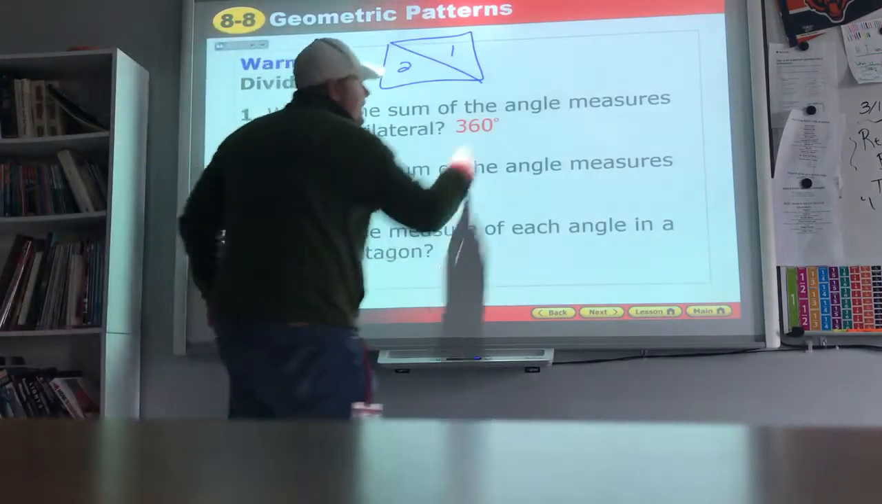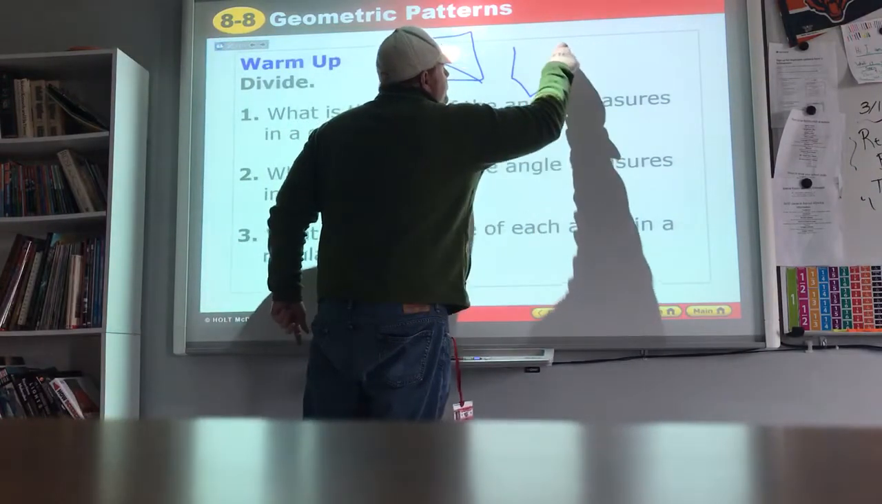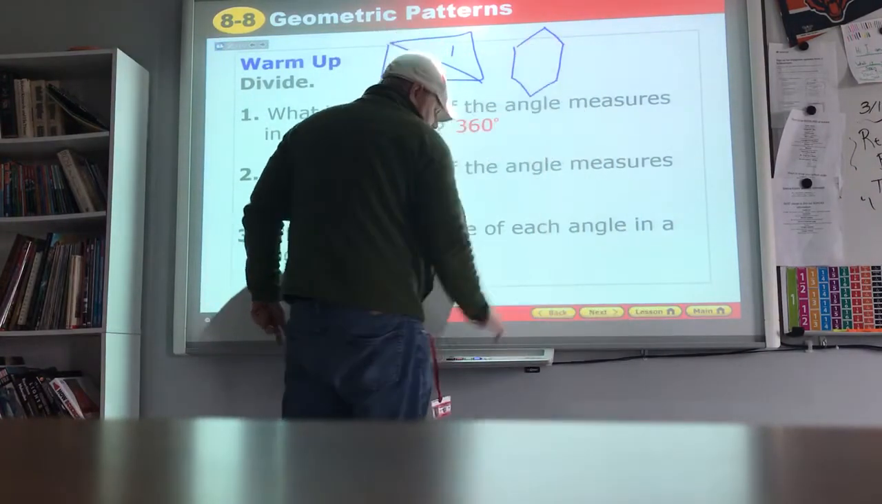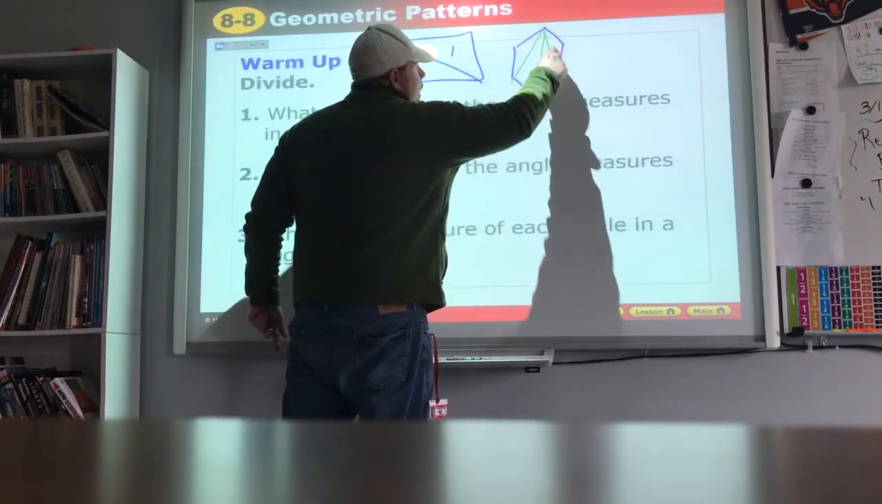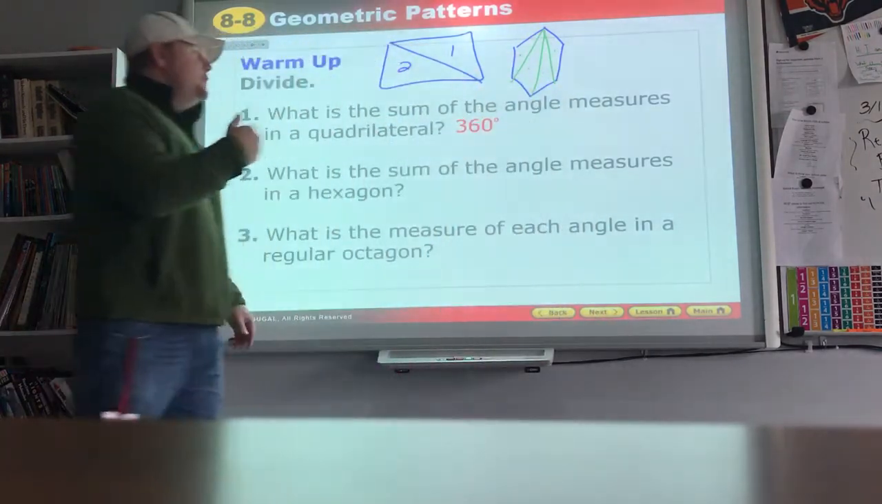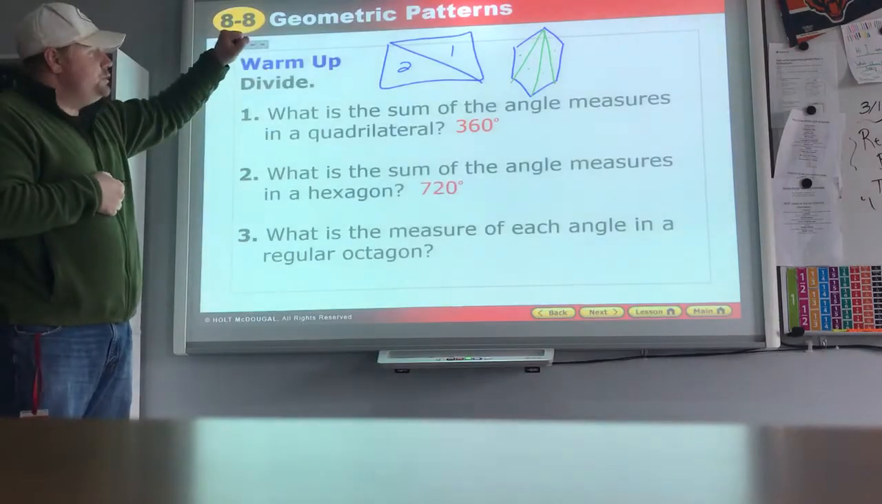Hexagon. With a hexagon, we divide it into 1, 2, 3 lines. 1, 2, 3, 4 triangles. 4 times 180 is 720.